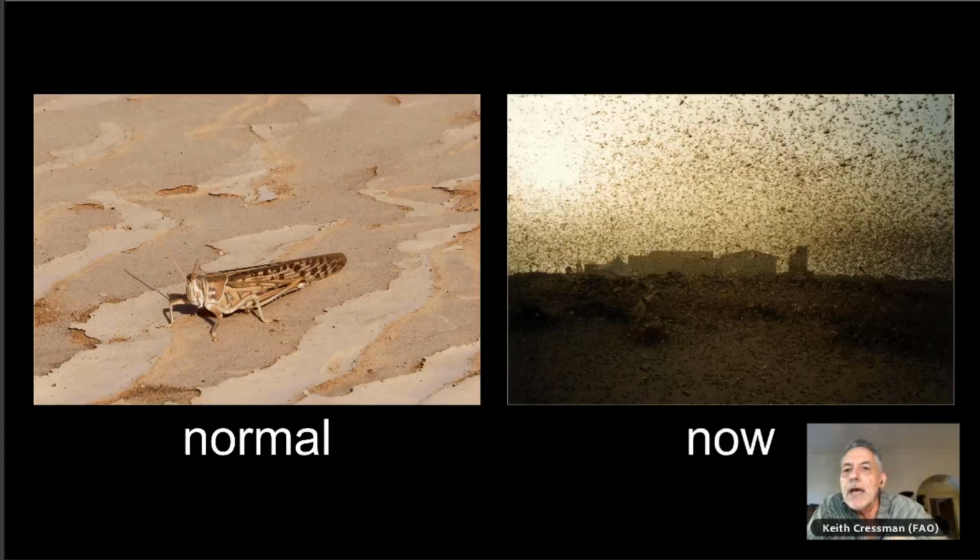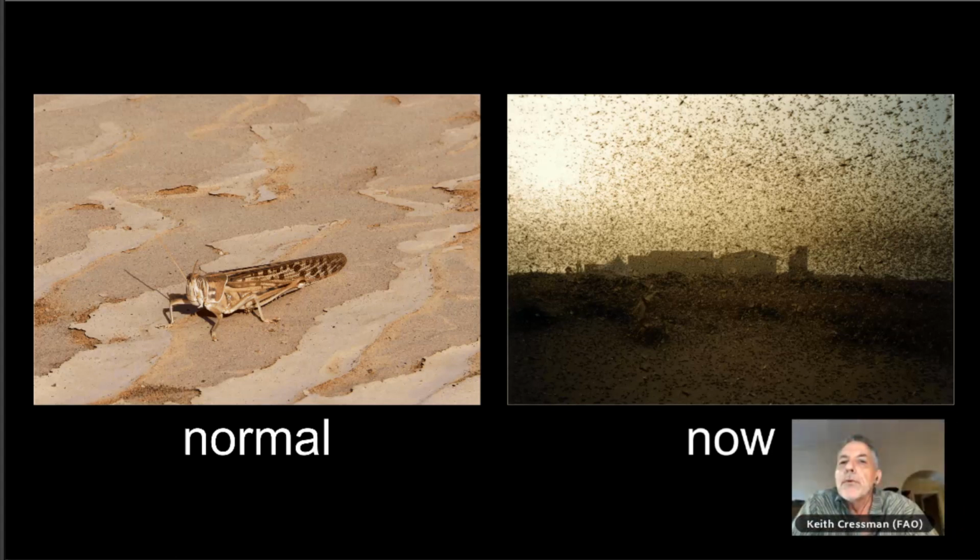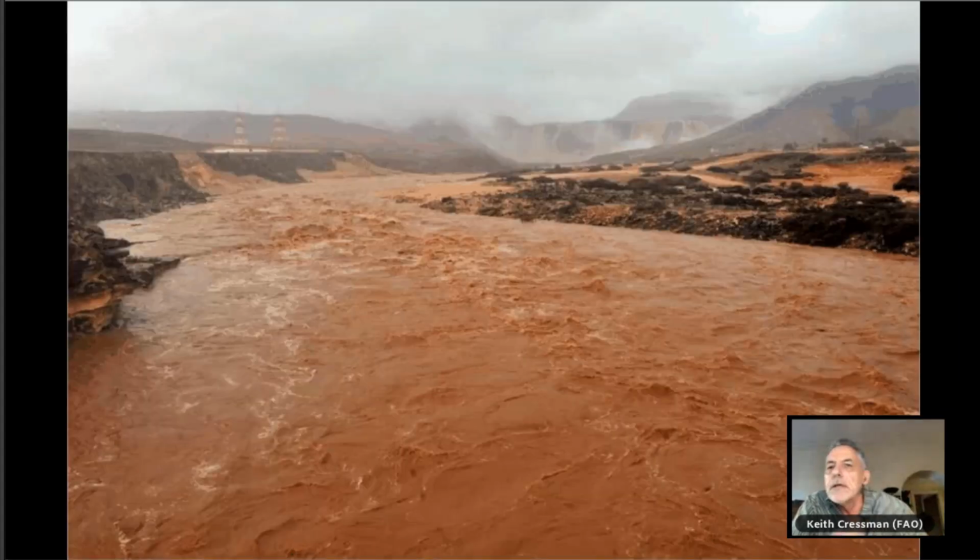So the question becomes, how do we go from a calm situation to one that becomes an emergency? Normally we have just individual locusts in the desert. How do we suddenly get to a point where there are swarms all over the place? What is driving this? What are the triggers? Well, obviously, the most important factor is weather.